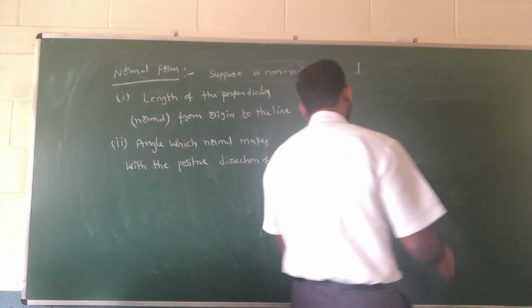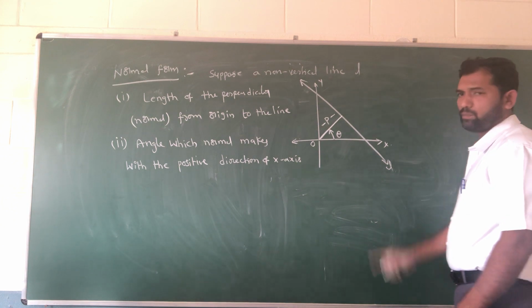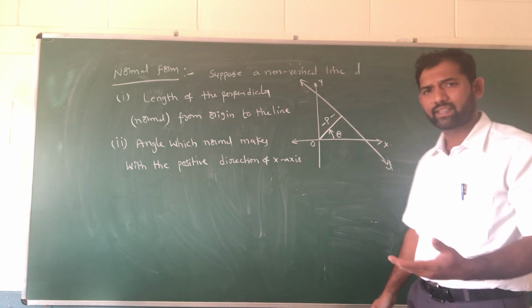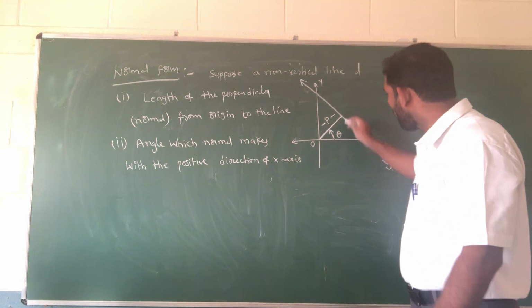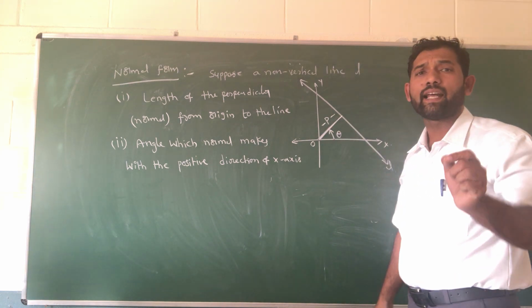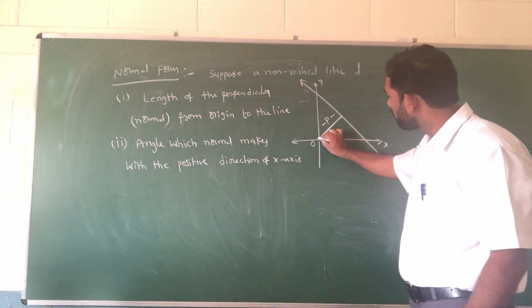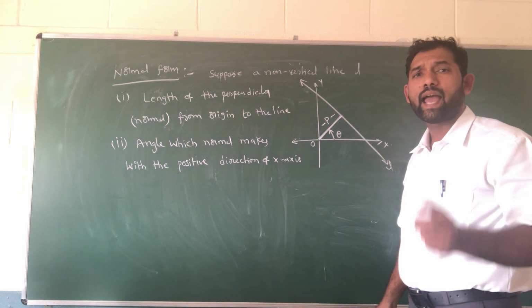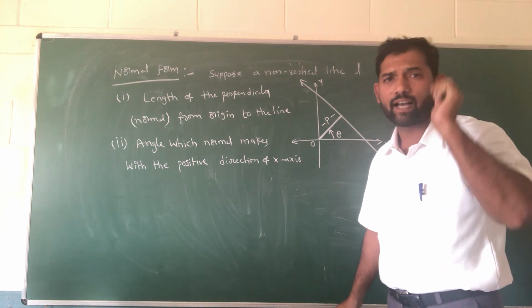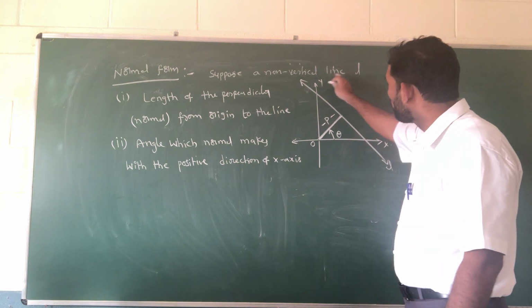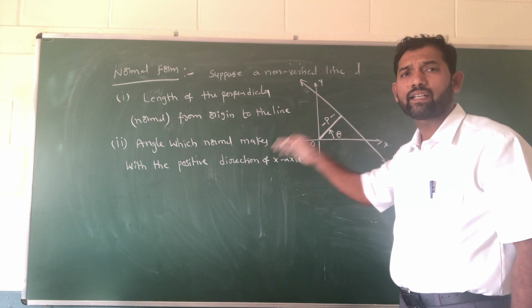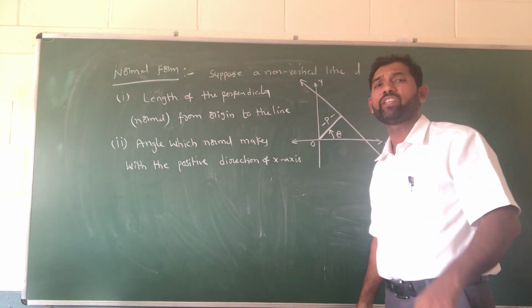Here one line is given, maybe in the first, second, third or fourth quadrant. You draw one perpendicular to this line, and that perpendicular's length I will consider P. This perpendicular makes some angle with the positive direction of x-axis, that I have considered theta. For this line they have given only the perpendicular length and theta value, so you have to find the equation of the line.